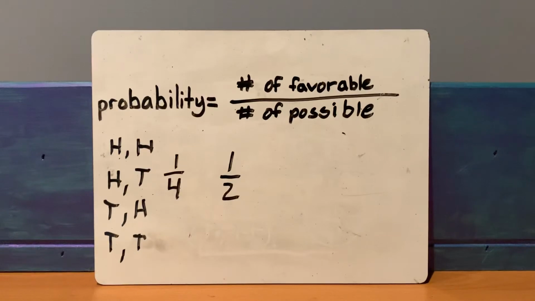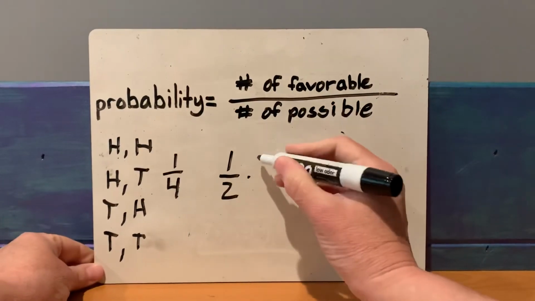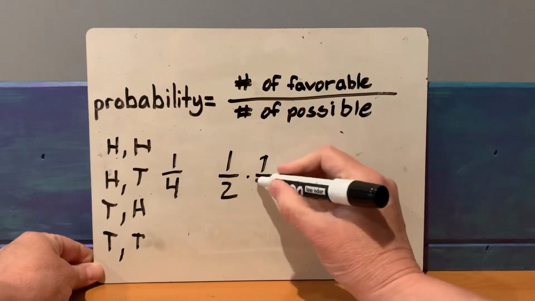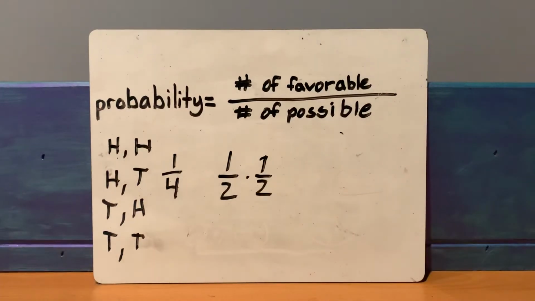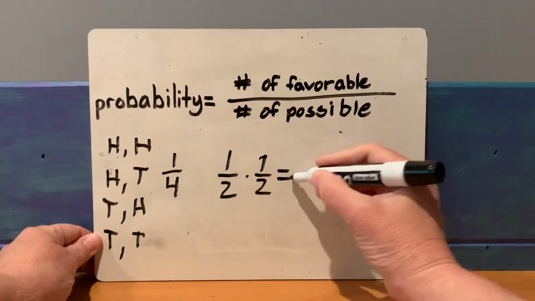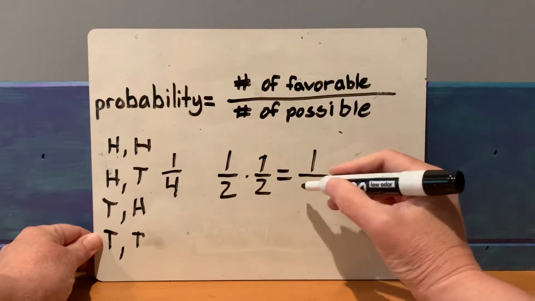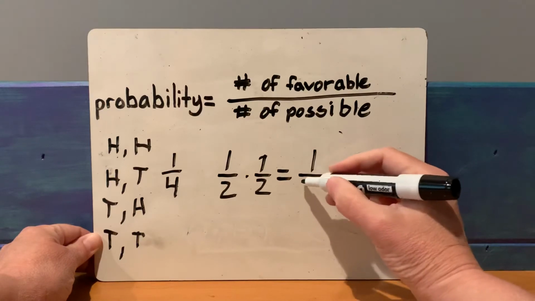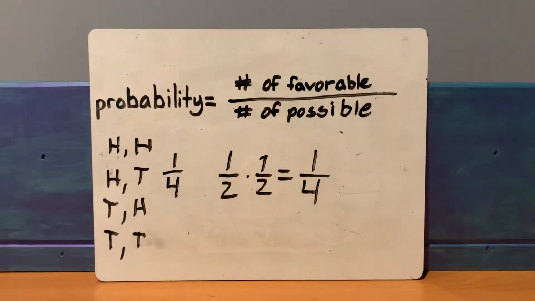So for one toss, we know that it's 1 out of 2. Now landing on its head again is again 1 out of 2. Those are the 2 probabilities. Now we can just multiply those and find that the total probability of it landing on its head in 2 tosses in a row is 1 out of 4.